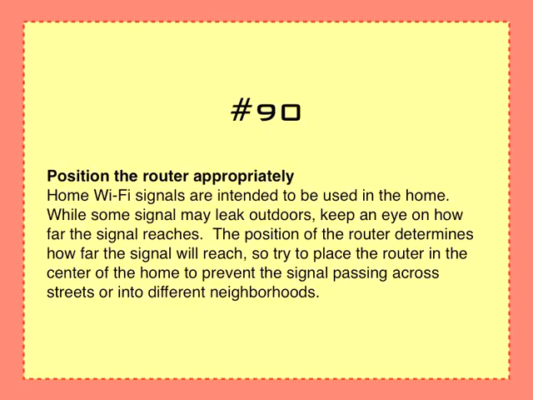Number 90. Position the router appropriately. Home Wi-Fi signals are intended to be used in the home. While some signal may leak outdoors, keep an eye on how far the signal reaches. The position of the router determines how far the signal will reach, so try to place the router in the center of the home to prevent the signal passing across the streets or into different neighborhoods.